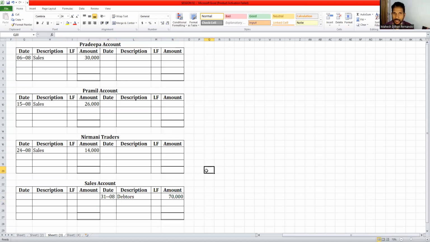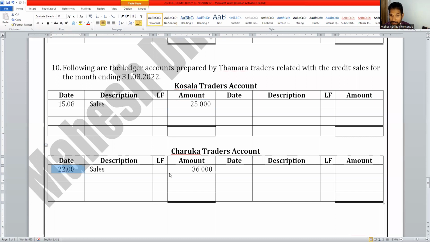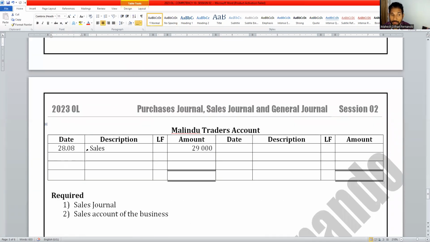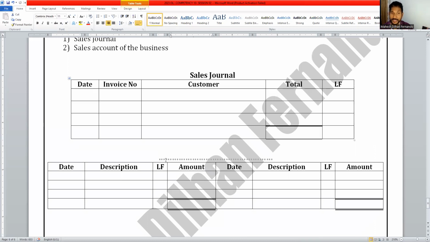The last question. Are you ready? I have given you the debtors accounts. Let me show you the question. On 15th, we have done a credit sale to Kosala Traders, 25,000. On 22nd, we have done a credit sale to Charuka Traders, 36,000. And on 28th, we have done a credit sale to Malinda Traders, 29,000. You have to prepare the sales journal and the sales account of the business.